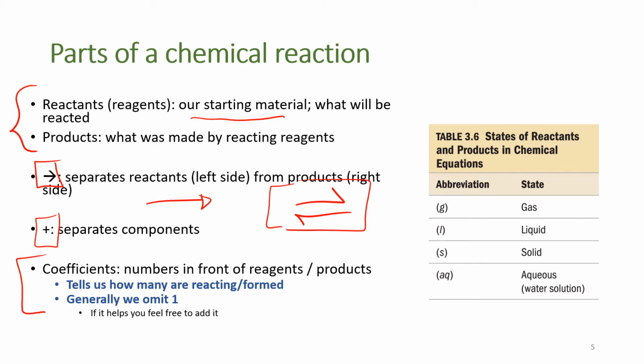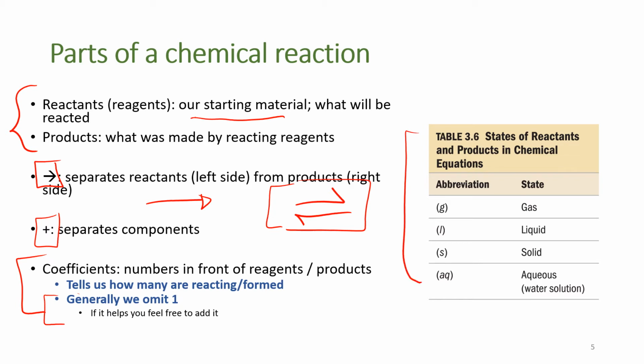Coefficients are the numbers in front of the reactants or the products, and they tell us how many are reacting or formed. And generally, remember, chemists are lazy. We don't like to write things if we don't need to, so we'll omit one, but if you want to, you can write it. Another thing is the states.